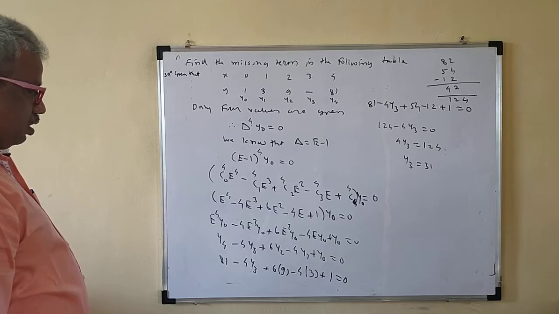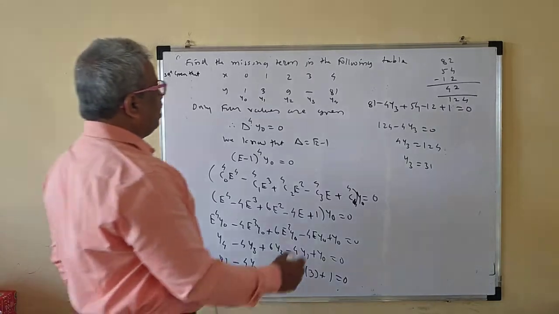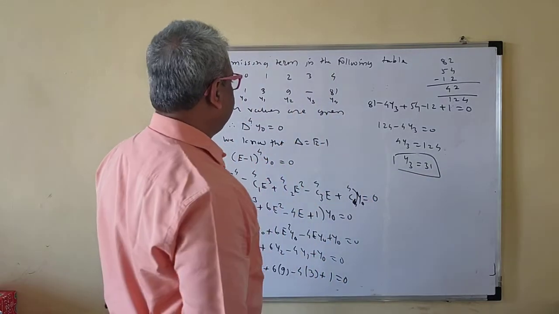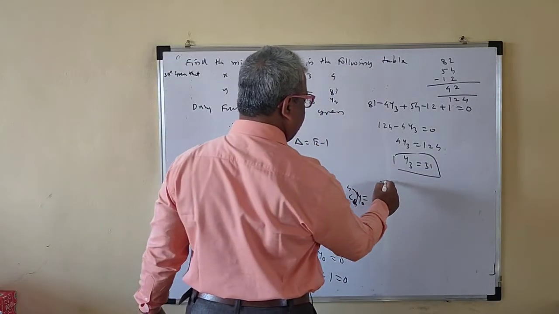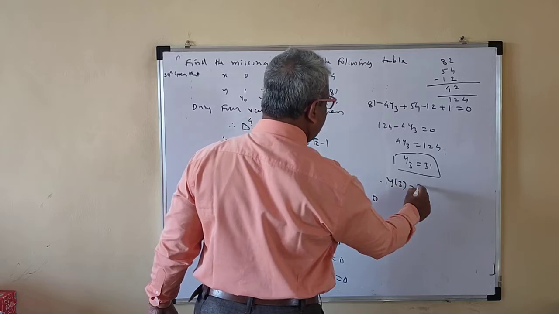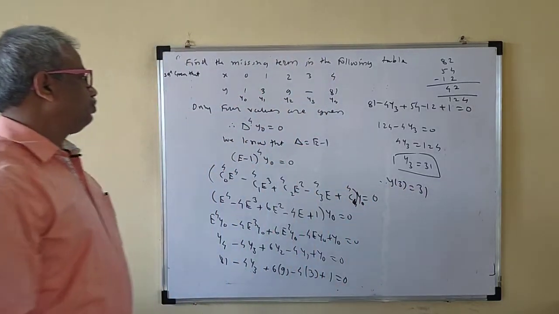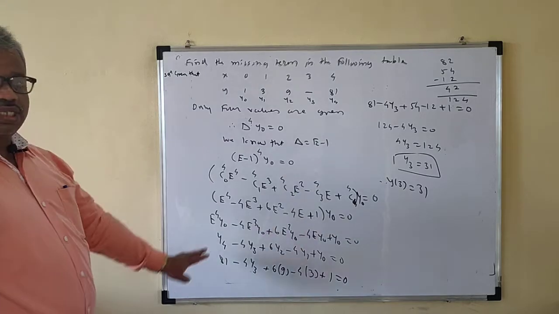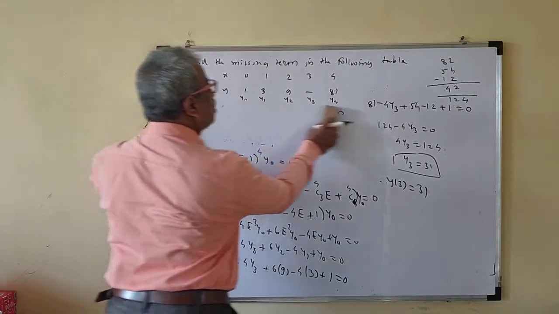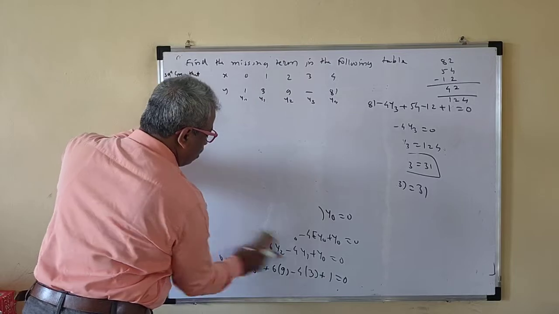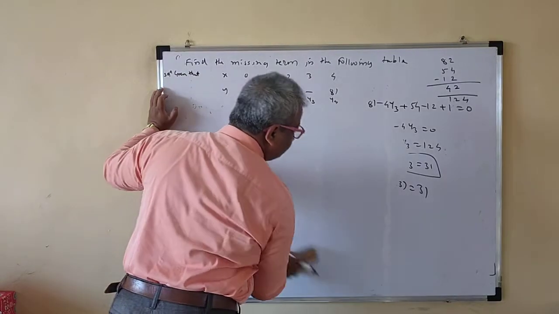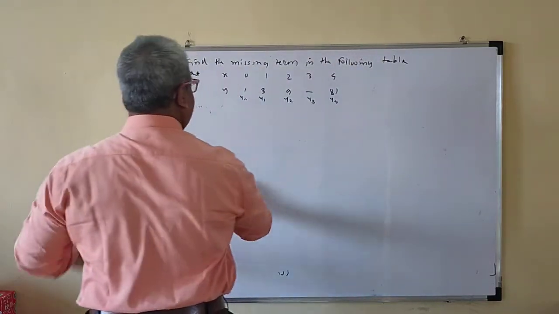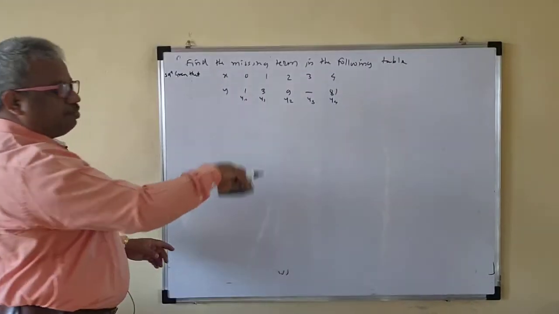y3 is equal to 31. Okay, so we get this one. y3 is equal to 31. So therefore, y of 3 is equal to 31. This is without constructing the table. If you want to construct the table, that also you can do. You can assume the value of this one, and we get 31. By constructing or without constructing the table, we get this.